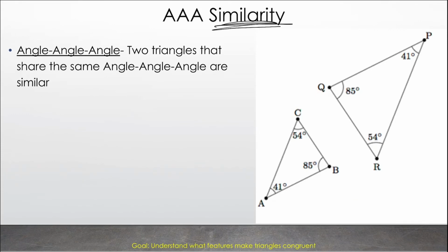Angle angle tells us similarities. That's the key here. So two triangles that share the same angles are similar. We can't really say that they are congruent, but we would say that they're similar, which means they're proportional.